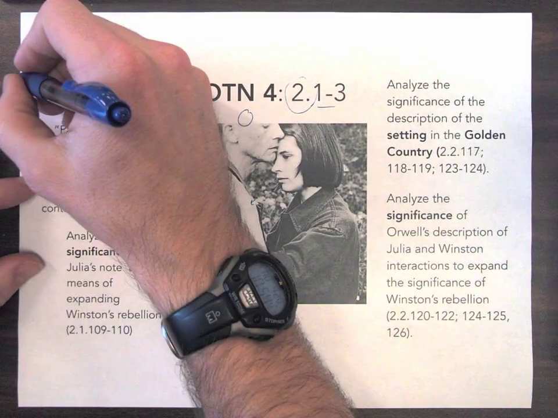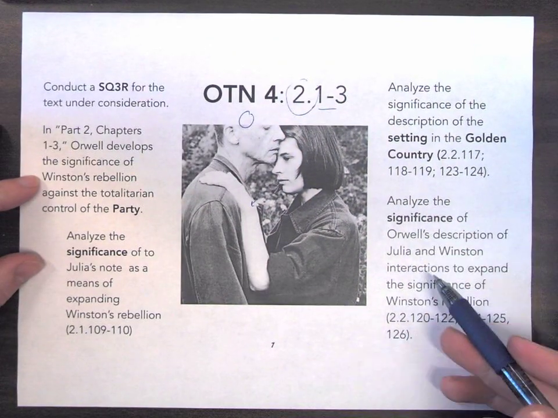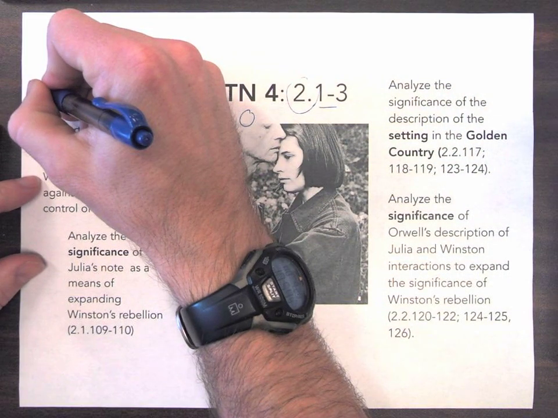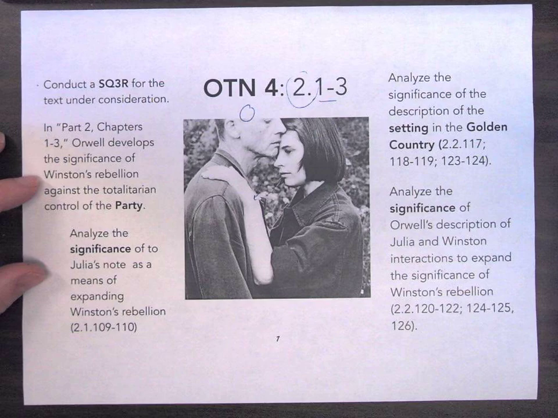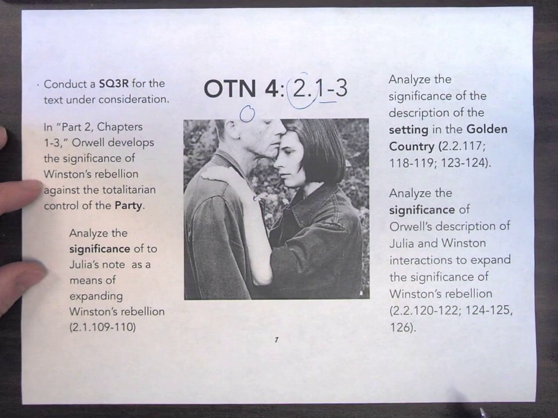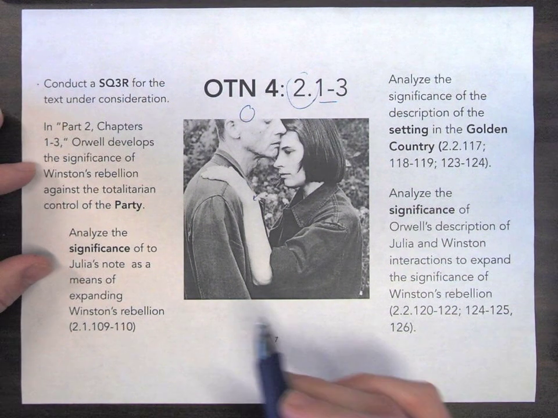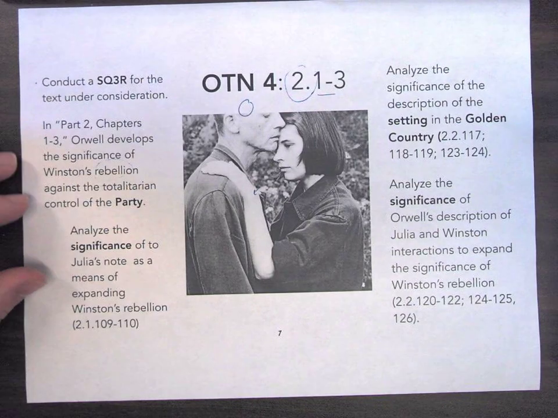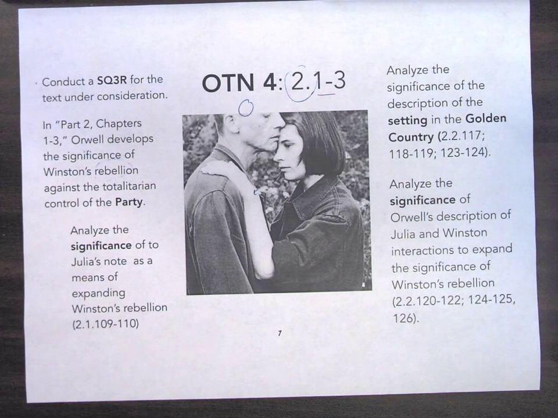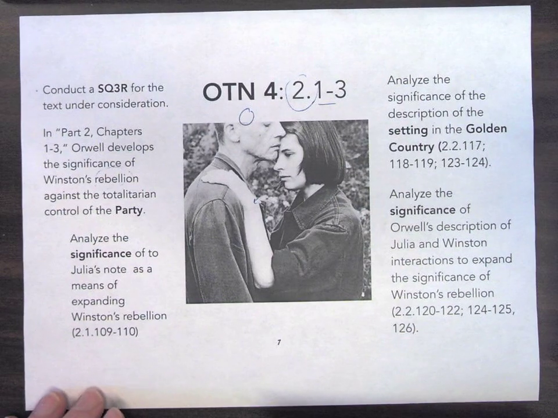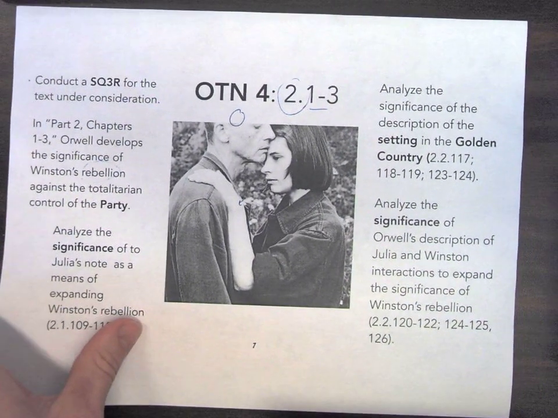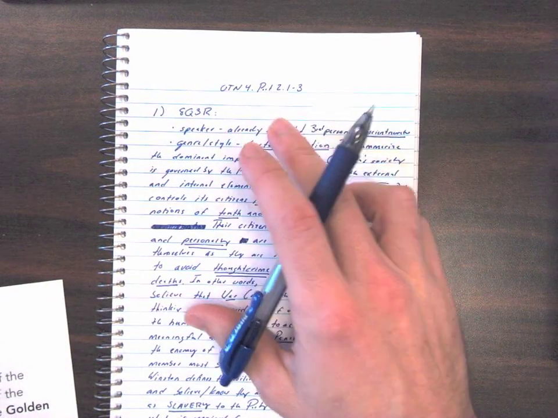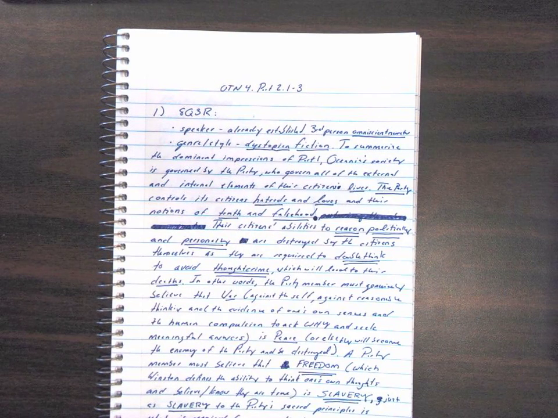So before we analyze these pieces of the text in chapters 1 through 3, we just need to conduct an SQ3R for the text that's under our consideration. Basically, those pieces of text are going to help develop the significance of Winston's rebellion against the totalitarian control of the party. So without any further ado, let's go ahead and jump through our SQ3R for this section of text. In my notes, I've got my OTN labeled OTN 4, Part 2, Chapters 1 through 3.